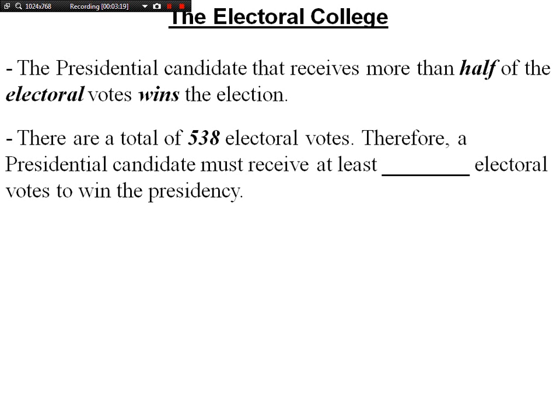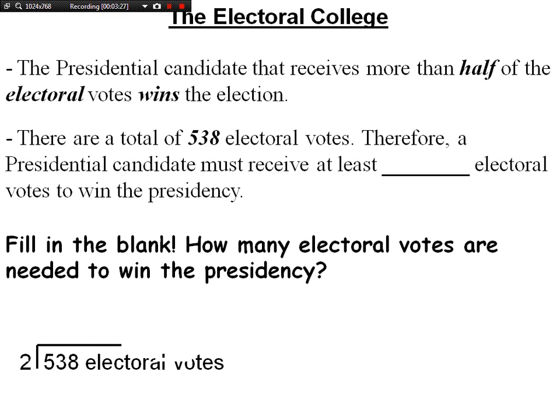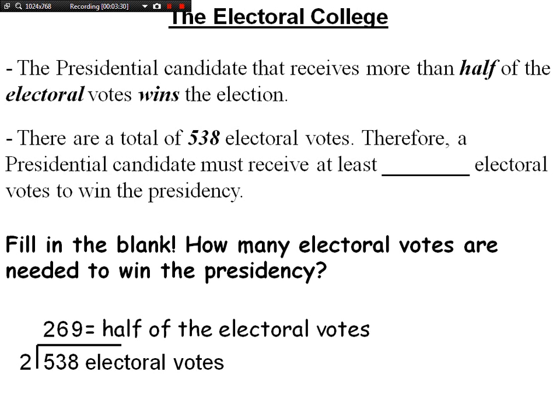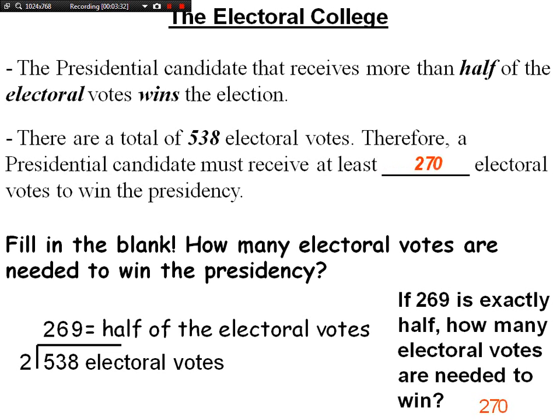The presidential candidate that receives more than half of the electoral votes will win the election. There are 538 electoral votes up for grabs. So if you take 538 divided by 2, you'll need 270 electoral votes to win the election. You see how I did this map here. If you need electoral votes to win the presidency, you must have more than half, so that's 270.